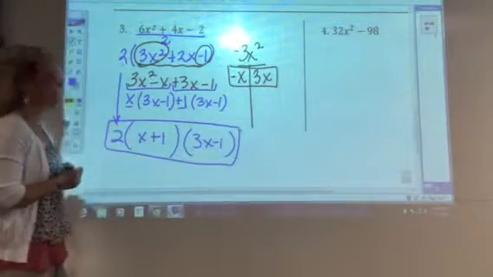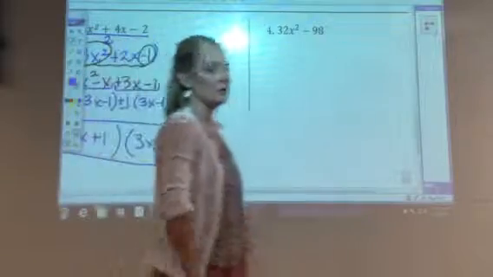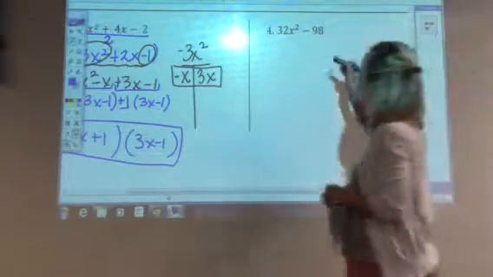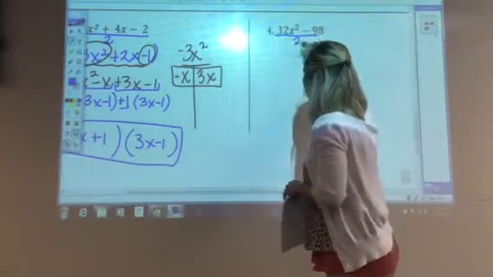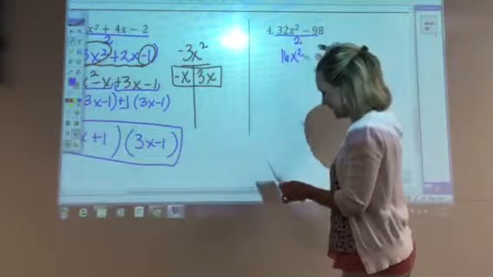All right, the last one, notice that this time we have a binomial, not a trinomial like last time. So this is a review from last time. If I first check my GCF, notice that I can divide the whole thing by 2. And when I do that, this gives me 16x squared minus 49.